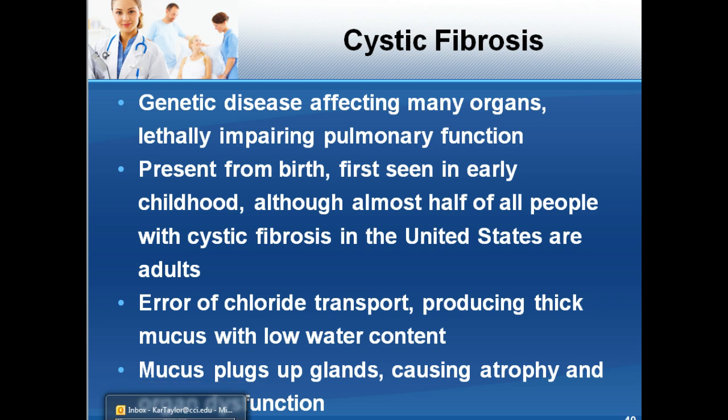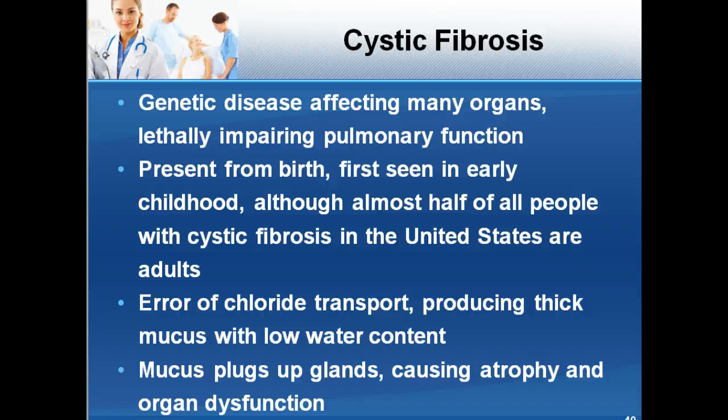Another of the many disease processes would be cystic fibrosis. It's a genetic disease and it's affecting many organs. Usually, it presents in children through childhood. Usually, you probably see it more in boys than girls. It's present from birth. First seen in early childhood, although almost half of all people with cystic fibrosis at this time are adults when it's managed.